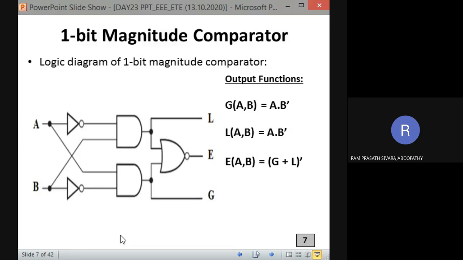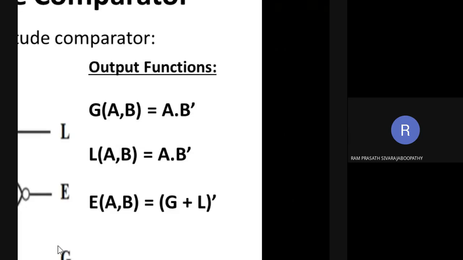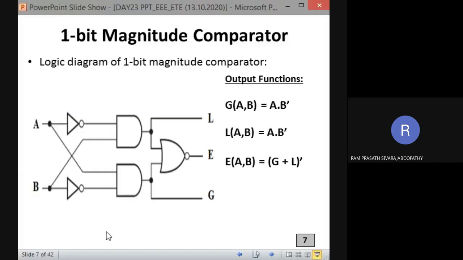Okay. What about 2-bit? If I am saying 2-bit, what can we do? For a 2-bit magnitude comparator, how many bits must be there for A and how many bits for B? So totally how many inputs must be there? 3 or 4? Kindly check it, Sabri.